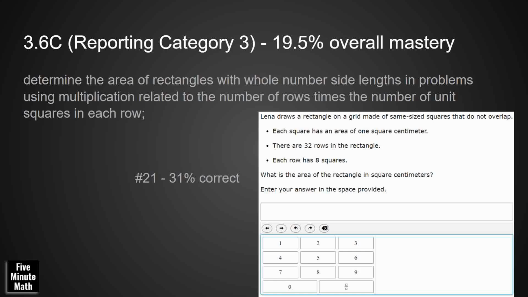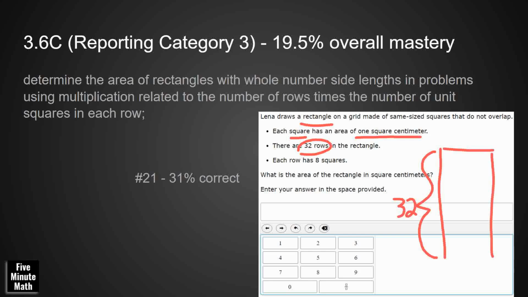Well, we've got a rectangle, and students need to know that each square is 1 centimeter. So now we have our units. There are 32 rows, right? So we can just draw something like this, and we can say 32. And then we've got 8 squares. So we don't have a visual, but we can draw a visual.